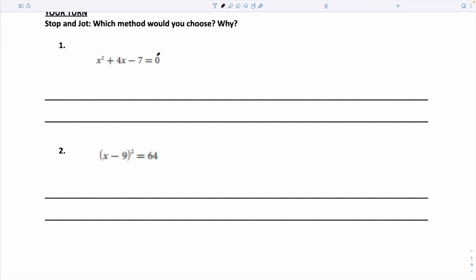I want to factor this, but 7 times 1 is 7. I can't get to 4, so let's choose. I like the quadratic. Number 2, I'm going to go through that, and it looks like there's a square root, so I'm going to take... or I'll let you decide that actually.